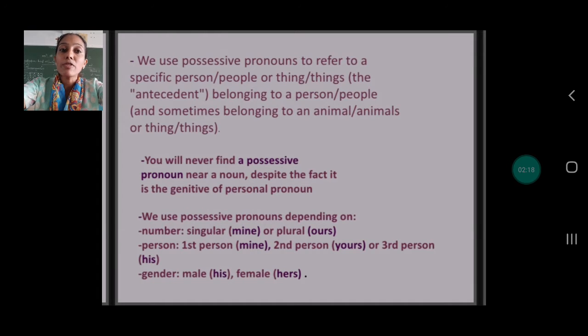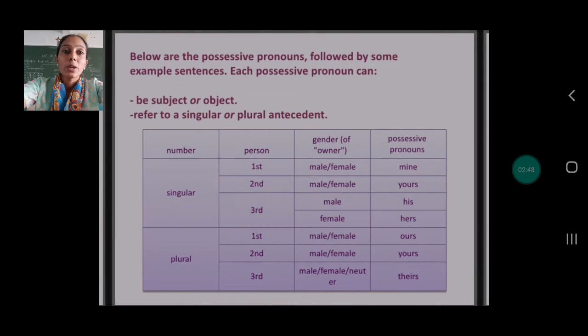Again, person: first person we say mine. For second person we use yours. And third person his. And again, its gender: if it's male we use his, and if it's female we use hers. So I hope you all have understood what is possessive pronoun. It refers to a specific category of people, that this book is mine, that car is theirs. So these are some of the possessive pronouns.